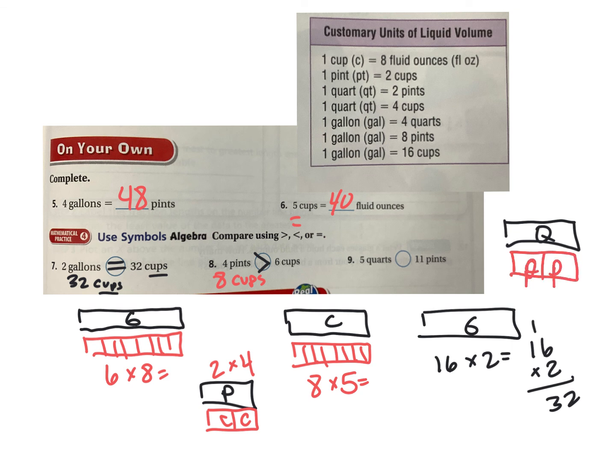If 1 quart is 2 pints and I want 5 quarts, I will do 2 times 5, which is 10. So 5 quarts is the equivalent of 10 pints. And now I can compare 10 pints to 11 pints. 11 pints is bigger. I hope that extra practice helped to give you a little more confidence in this and that you're ready to go on Think Central. Let me know if you need a little more help.